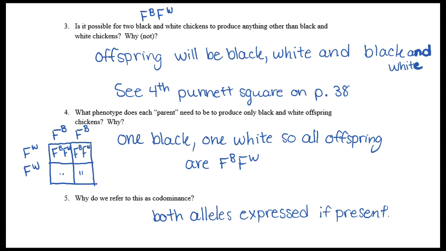So why do we refer to this as codominance? So both alleles are expressed if present. So the prefix co essentially means that both things are valued equally. So think co-workers or to cooperate. So this is why we refer to it as codominance.